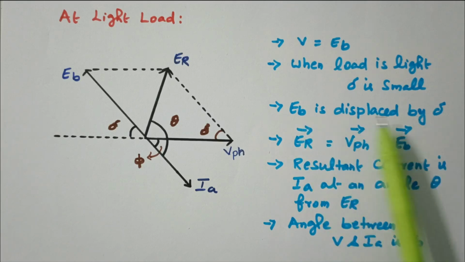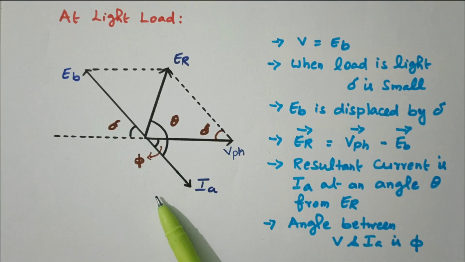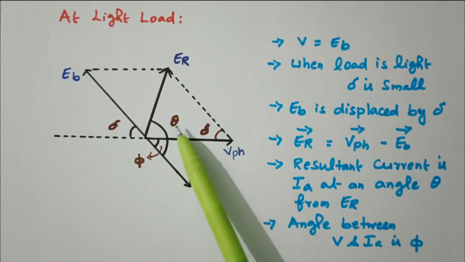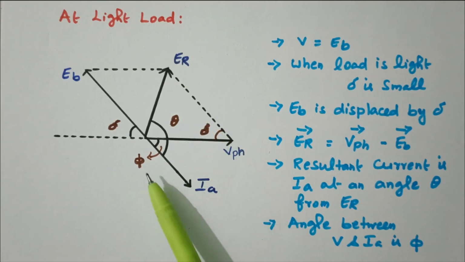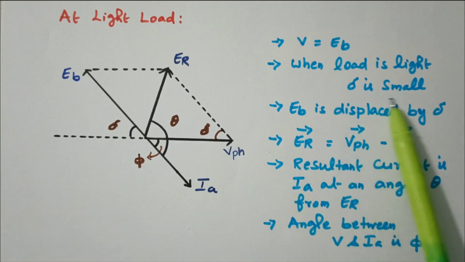There is a phase displacement between EB and V phase by delta, and the resultant current IA. The angle between ER and IA is theta, and between V phase and IA is phi. So finally what we concluded is that delta is small in case of light load. We'll see what happened in the heavy load.